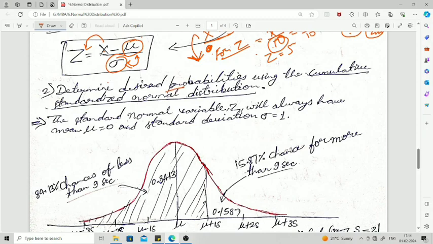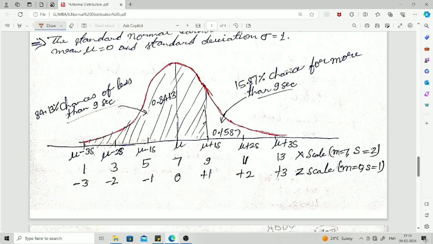So how can we find the probability of x? We are talking about the probability of the random variable x, and we can get it by using the cumulative standard normal distribution. Okay, cumulative. So by this it will be much clearer.